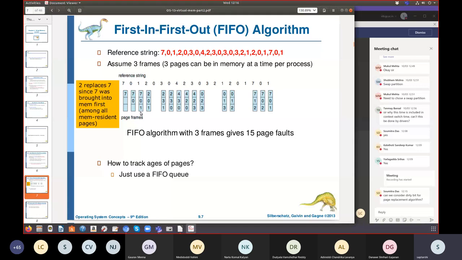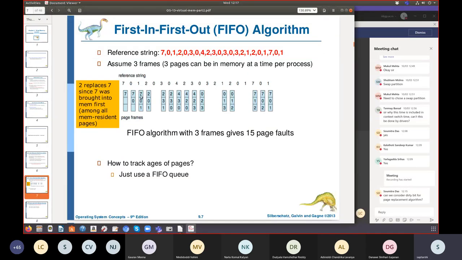Which one? According to this scheme, 7 will be replaced, because that was the page which was brought the earliest into memory. So among 7, 0 and 1, page 7 was brought the earliest in the memory, and therefore 2 is replacing 7. And see, this is a page fault, because 2 was not there in the memory. Then 7 will be replaced by 2.